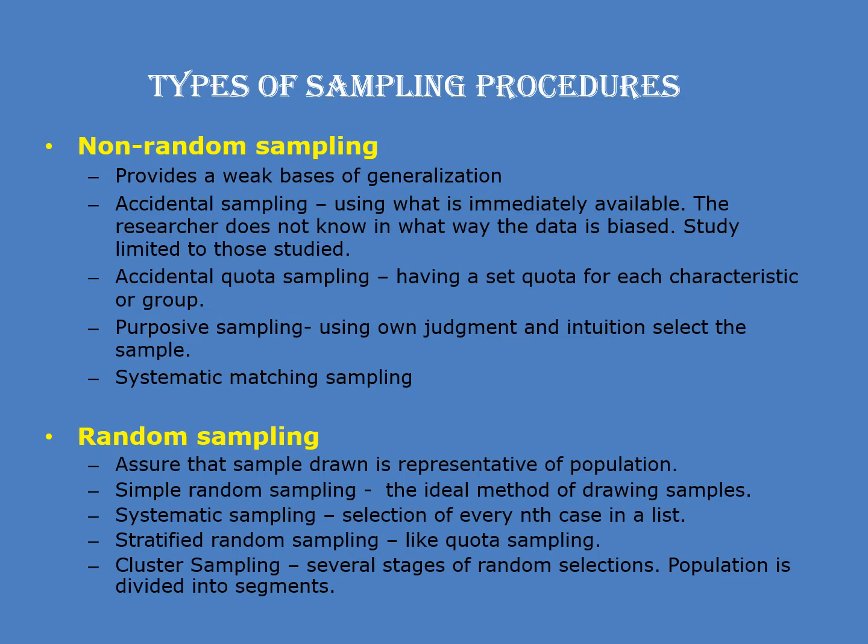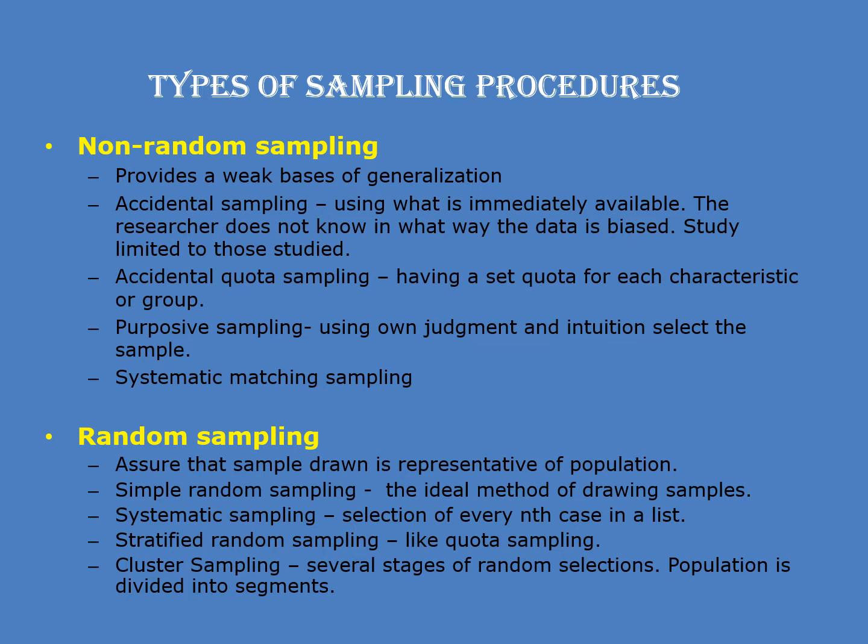So we're halfway through this workshop, and I want to provide a bit more of an overview on the types of sampling procedures. The types of sampling procedures can be divided into non-random sampling, and there's random sampling as well. Non-random sampling is where investigators and researchers provide a sort of weak basis of generalization.